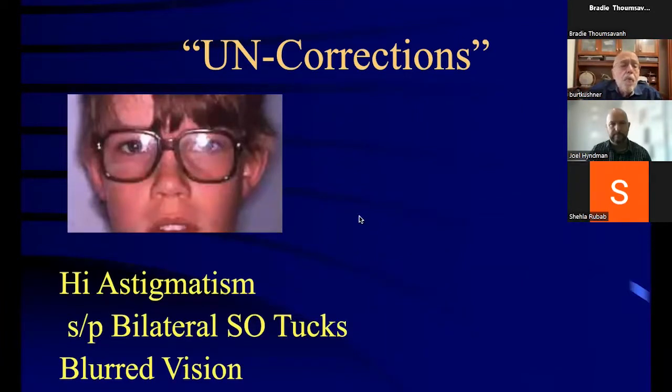Here's a boy who was a high astigmat and had bilateral superior oblique palsies, and I did bilateral superior oblique tucks on him. And he comes in for his post-op visit.